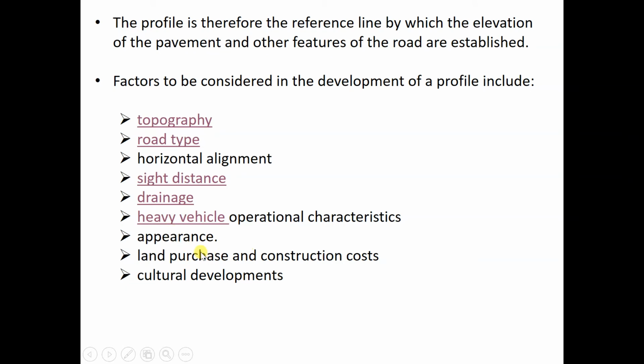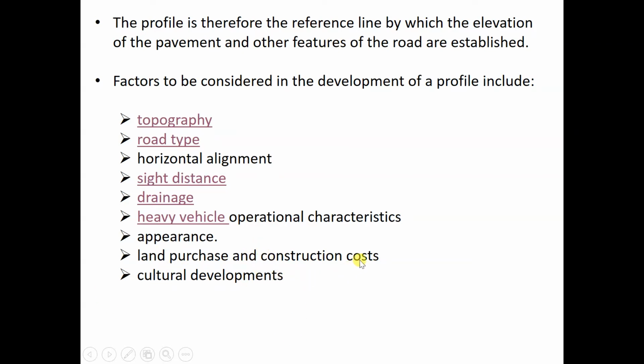Appearance, okay, we need to design the road. Actually, for both the horizontal and vertical alignment, we need to present a very nice appearance and good aesthetic. When we look at the road, it's not an eyesore. Rather, it's quite pleasing. It's blended into the landscape.